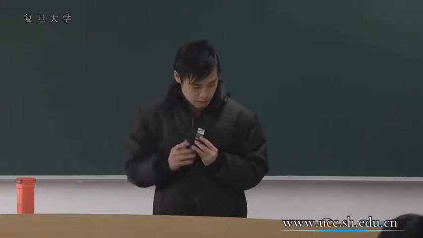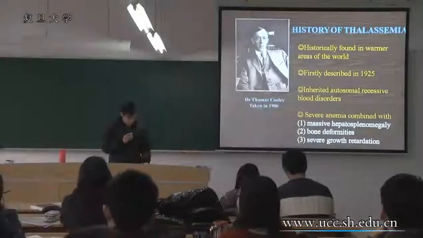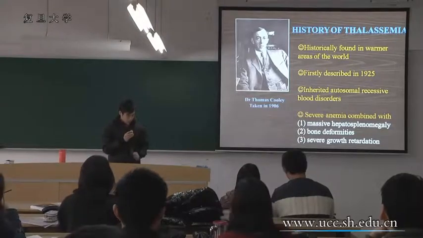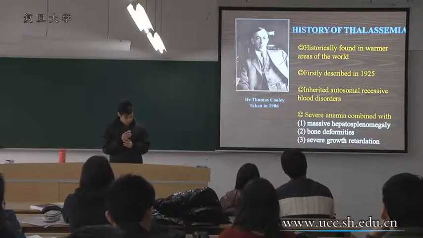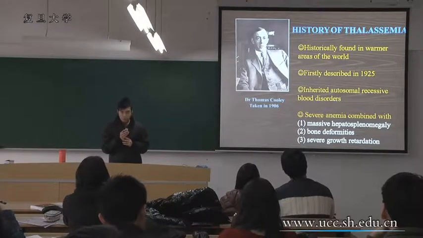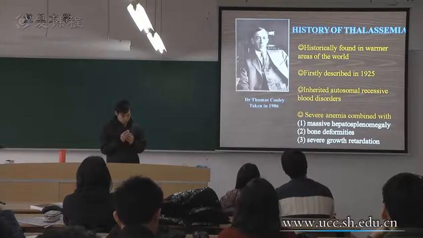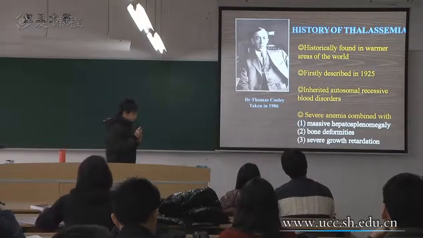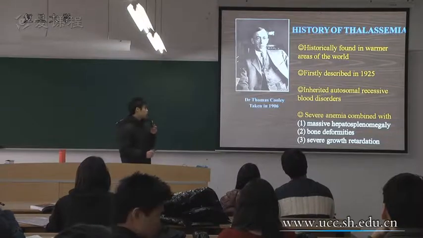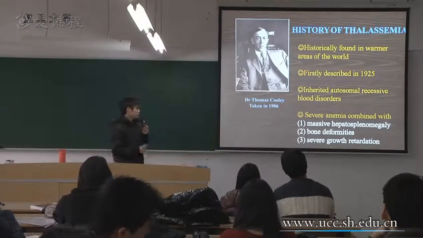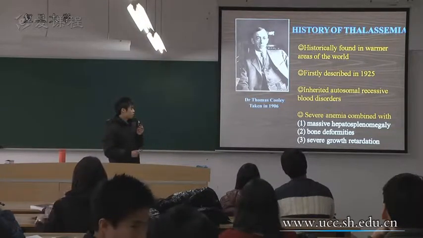He discovered these findings with respect to a form of childhood anemia involving peculiar bone changes, and he noted the similarities in appearance and clinical course of 4 children of Greek and Italian ancestries. He found the children were suffering from severe anemia combined with bone deformities and severe growth retardation.